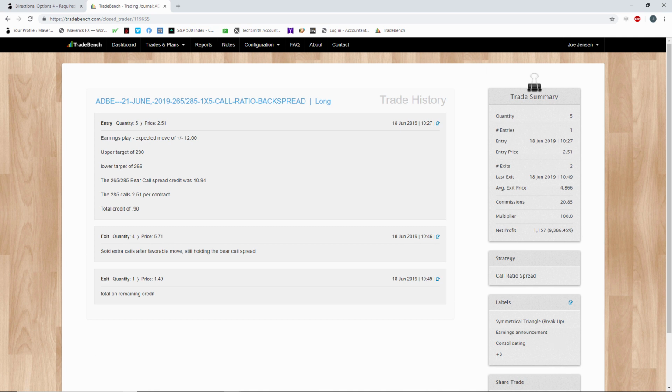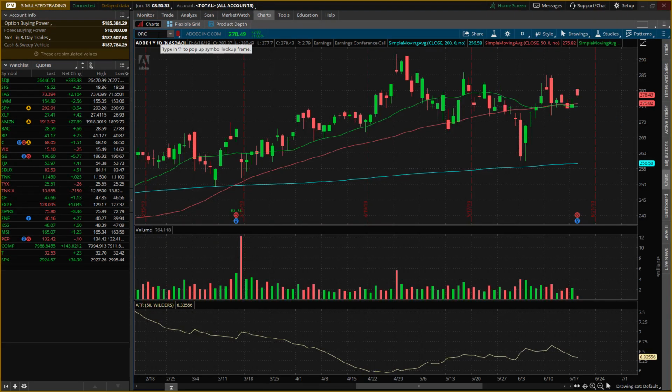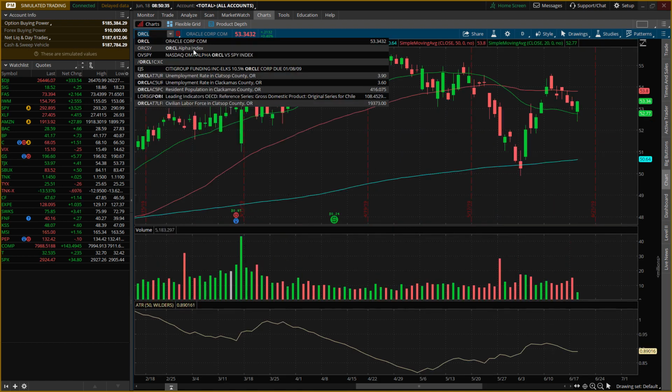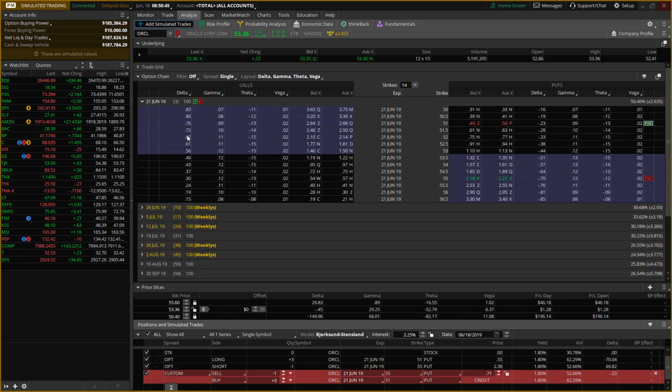So let's jump straight over to a put. And as you can see, I've already built one on Oracle. So let's go over to my charts, see if I can't do a really quick breakdown. Same idea. I went through, I analyzed it. I looked at the potential move to the upside and the downside. I figured out what strike prices I wanted. You can see over here.